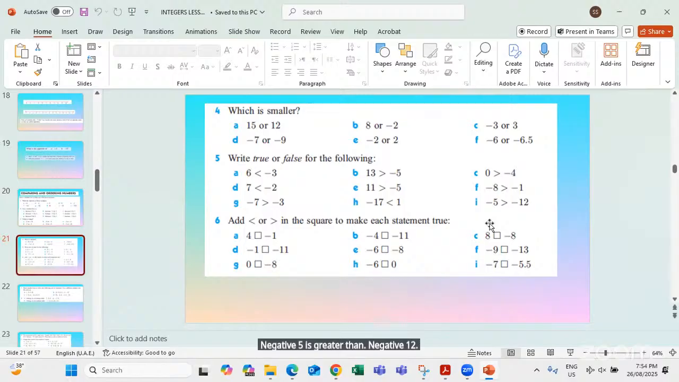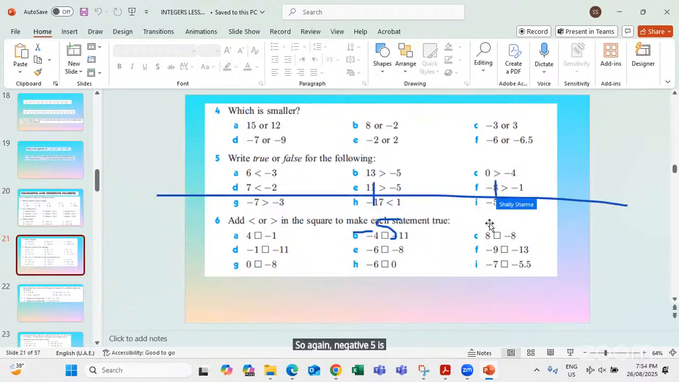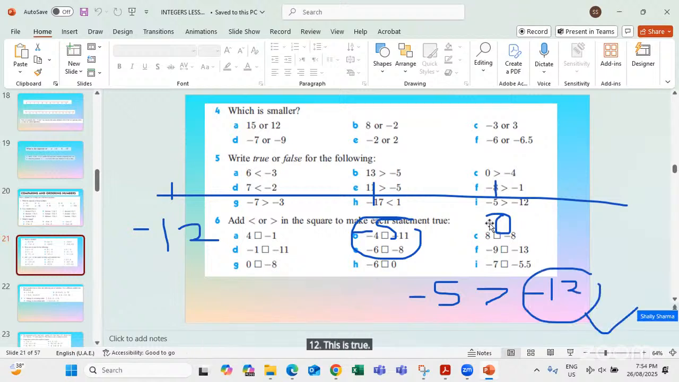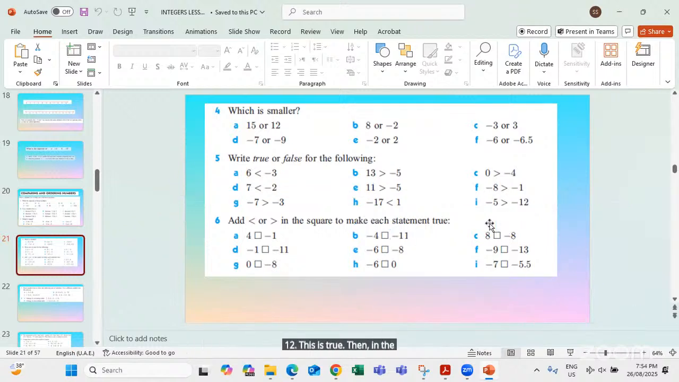Then we have negative 5 is greater than negative 12. So again, negative 5 is somewhere here, and negative 12 will be further. So negative 5 is closer, so negative 5 is greater as compared to negative 12. This is true. Then in the next question, it is again the same thing. You just need to focus on which sign we have to put here.